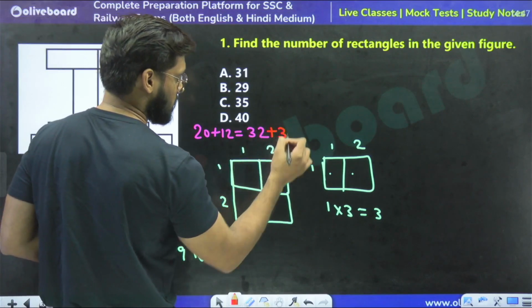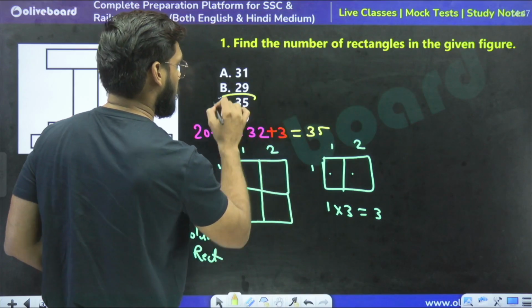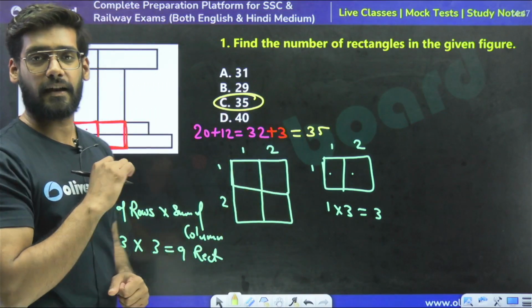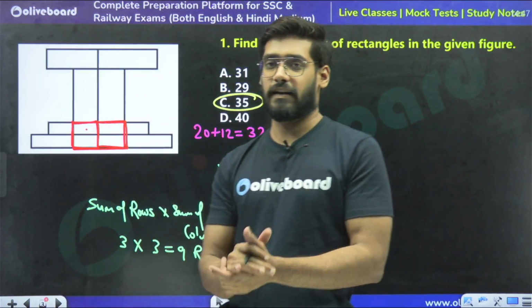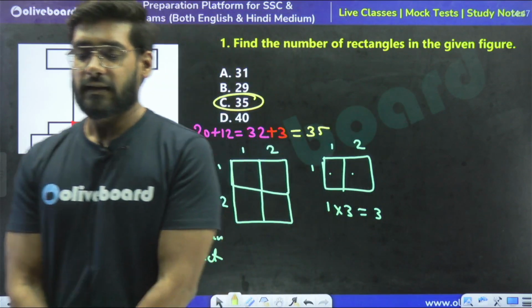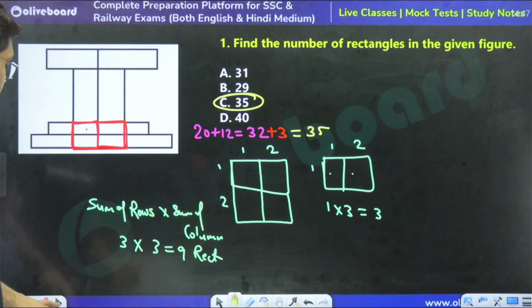32 plus 3 equals 35 rectangles. Only 35 rectangles are there in all in this given figure. I hope this is clear to you all. Right? So if there is any doubt, then write down in the comment box. I will clear it with the explanation.